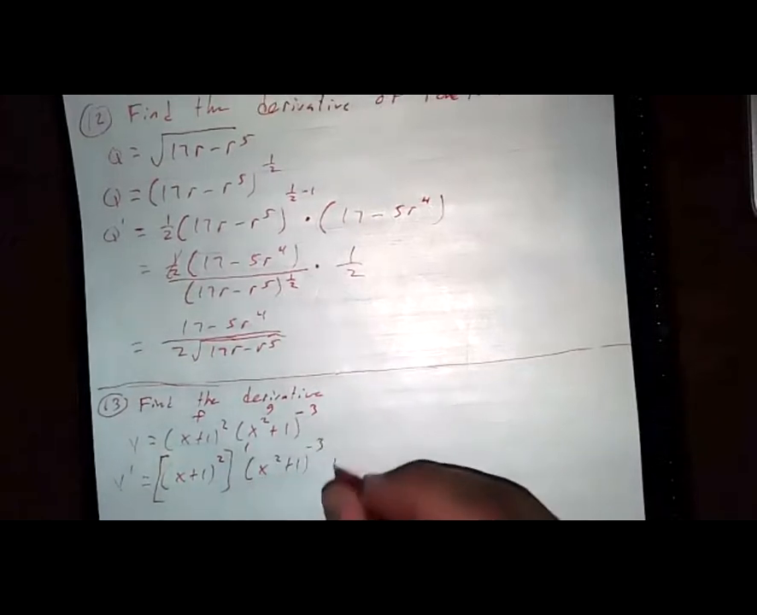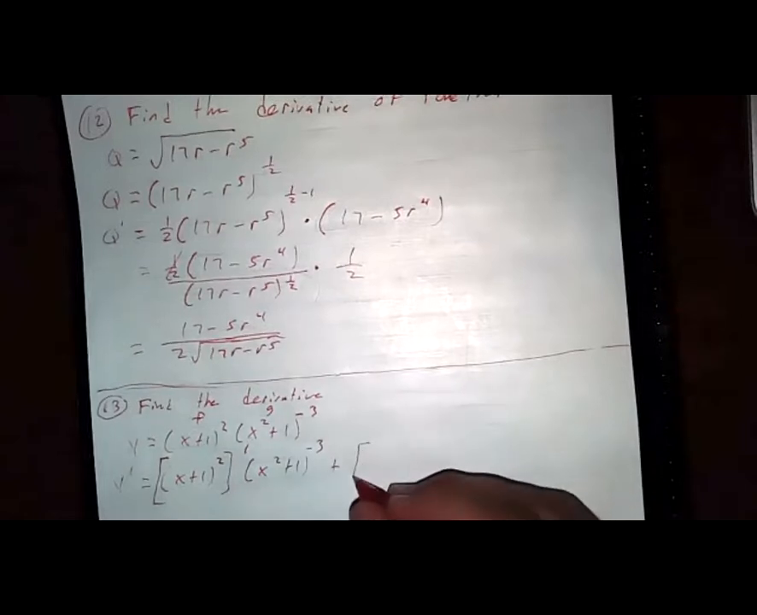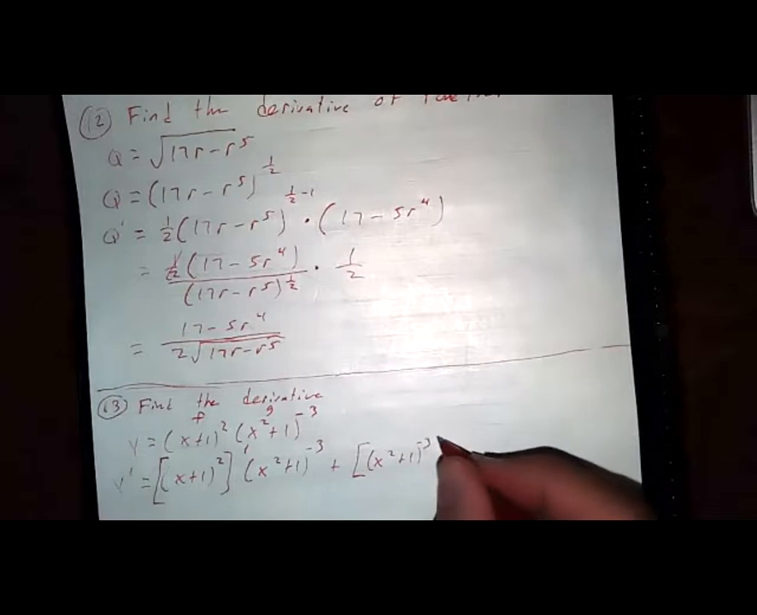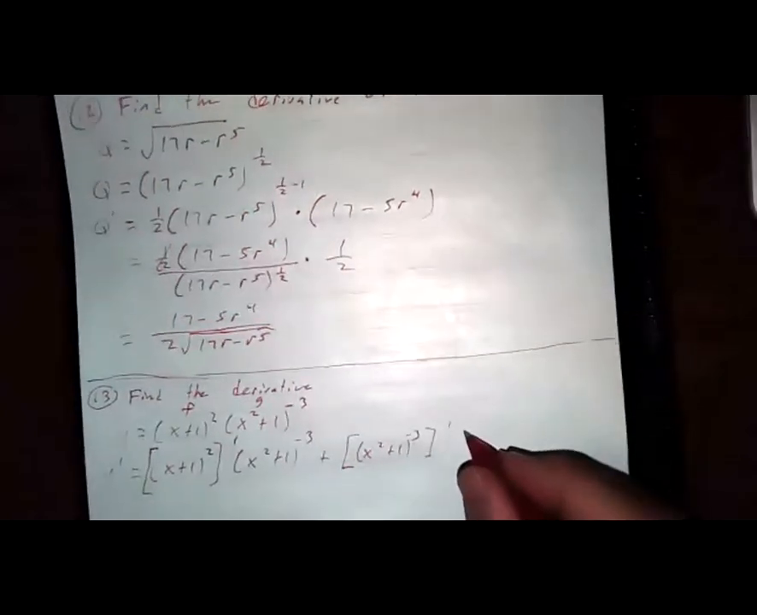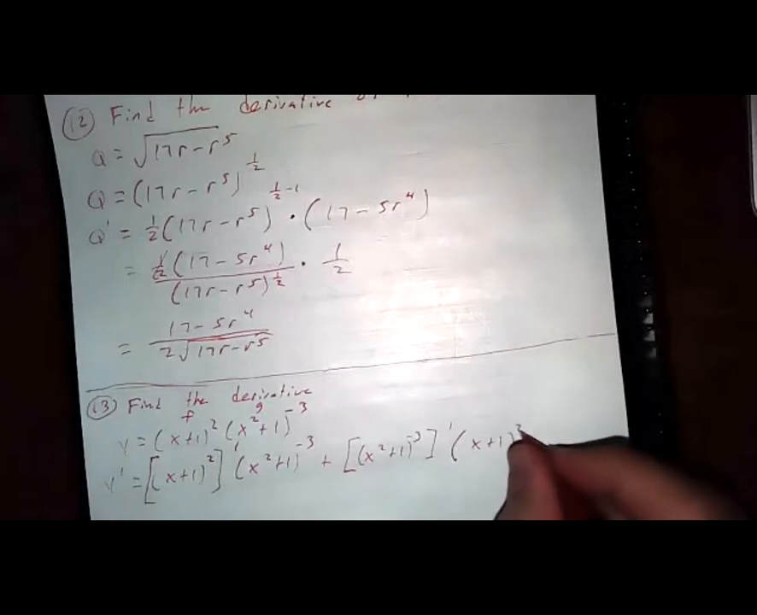So let's go ahead and show the product rule step. So we have x plus 1 squared. So take the derivative of this guy first, and then times the second, plus the derivative of this guy times the first.